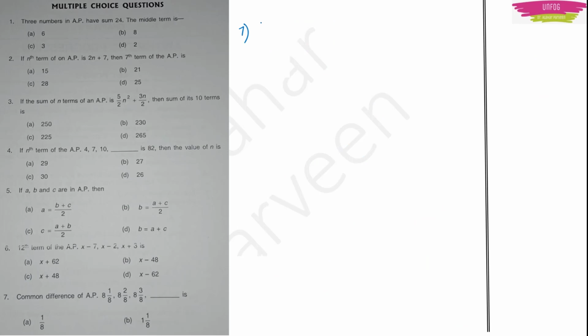So in question number 7, we have to find the common difference. It is very easy, right? The arithmetic progression they have given is 8 1 by 8, 8 2 by 8 and 8 3 by 8. First what you do, you convert them into improper fractions. It will be 8 8s are 64, 64 plus 1 will be 65, right? So it will be 65 by 8.